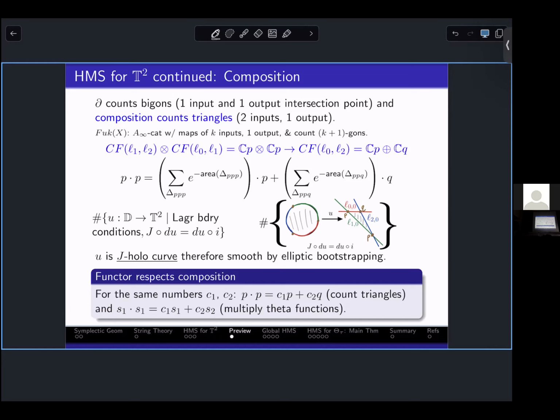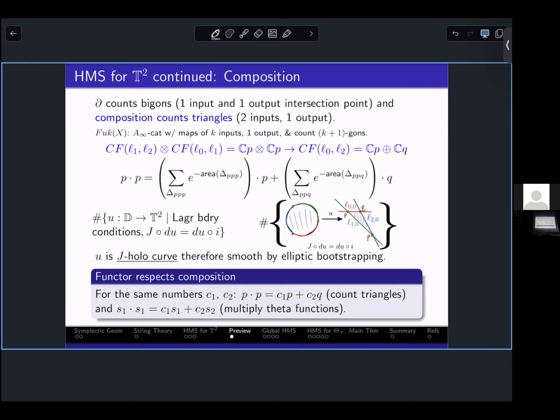So for the same numbers, C1 and C2, if you work out this calculation, you get the coefficient on P and the coefficient on Q. You get the same numbers when you multiply theta functions. Mumford's book works out the formula for this, and it's the same number as the triangle count here. So that's Polishchuk-Zaslow in a nutshell, HMS for the elliptic curve.